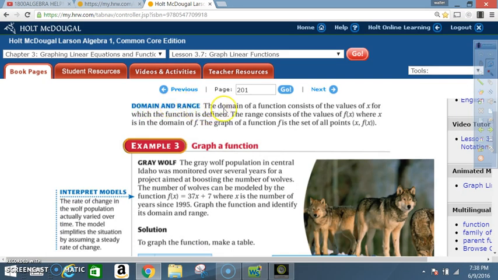Domain and range. The domain of a function consists of the values of x for which the function is defined. The range consists of the values of f of x, where x is in the domain of f. The graph of a function f is the set of all points (x, f of x). Now remember that the range is your y values, so f of x is y. F of x is really y, so it's really x and y. We're just using function notation.